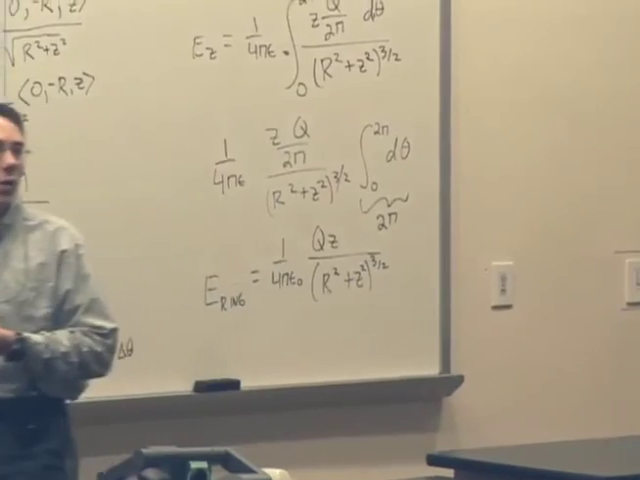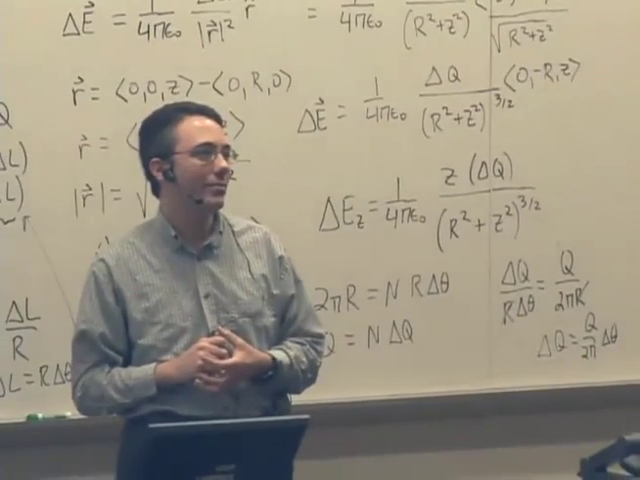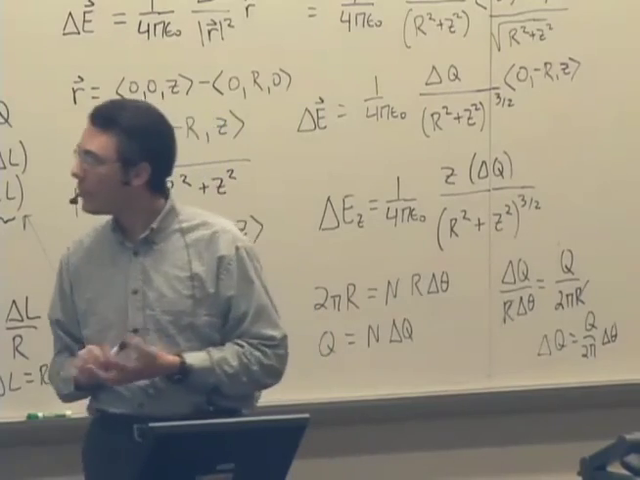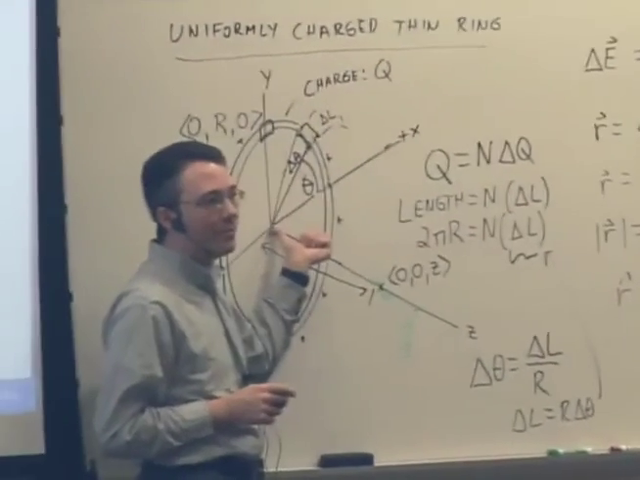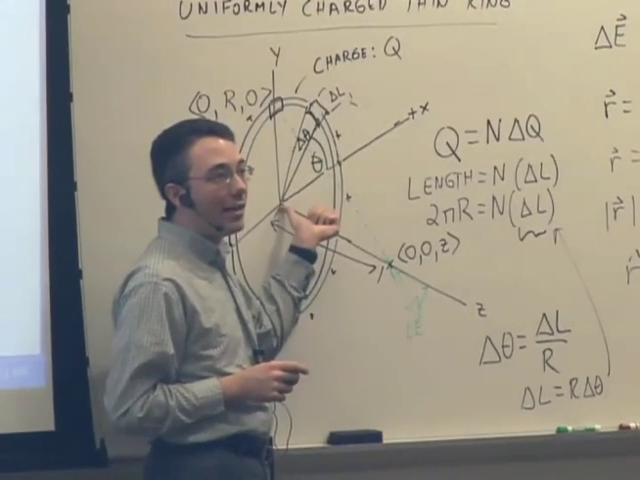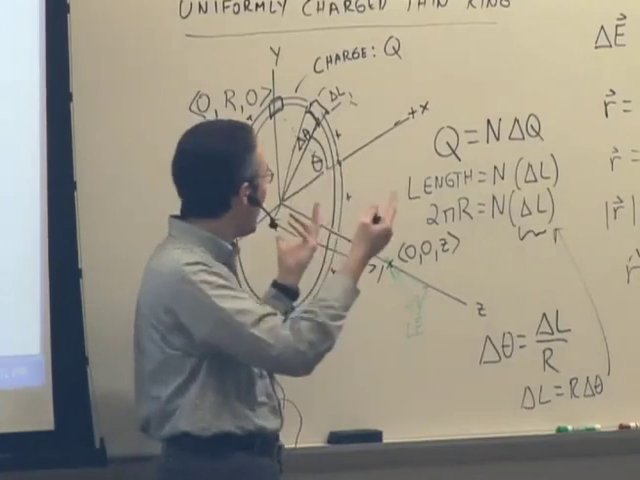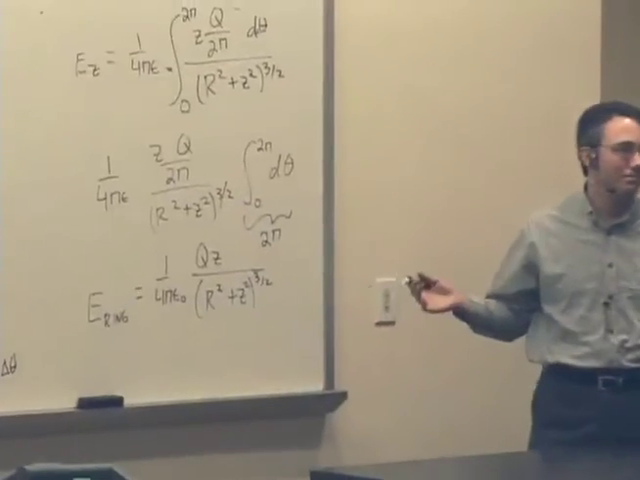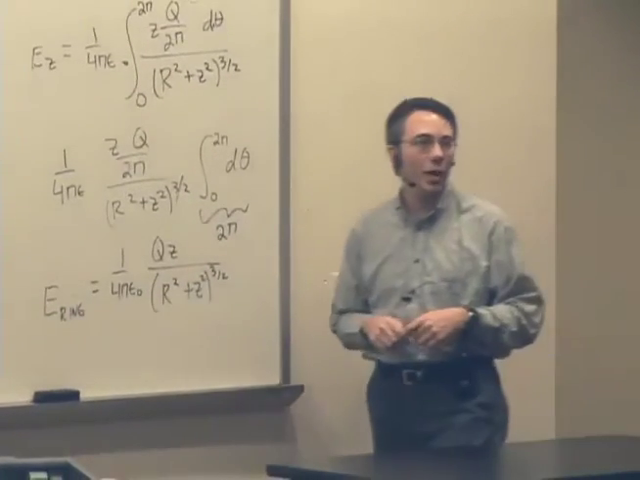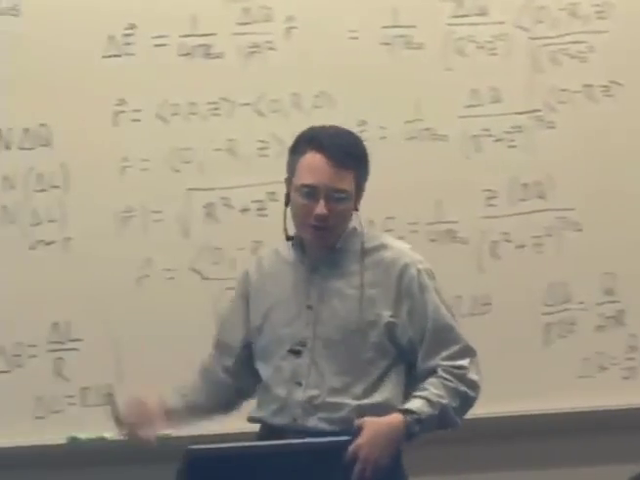Real quick, how can we check it? Where do you know a result? What does the electric field have to be at the center? Why? Yeah, all the fields would cancel out, right? They would all be pointing in opposite directions. If I plug in z equals 0 into this expression, what do I get? I get 0. Okay, so it seems to work. Okay, we'll pick up with this next time, and we'll use this to derive some other results.